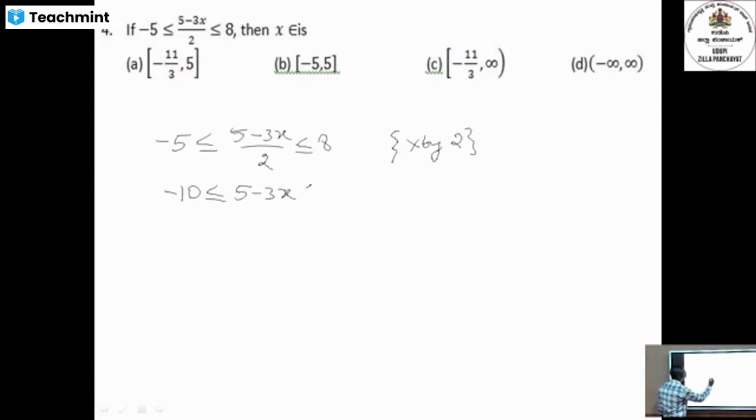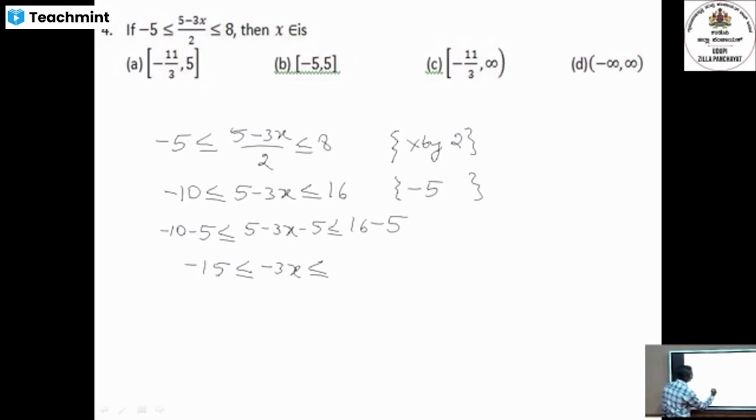Now let's go for the next question: -5 less than or equal to (5 minus 3x) divided by 2 less than or equal to 8. Multiply by 2. It is now -10 less than or equal to 5 minus 3x less than or equal to 16. Now subtract 5: -10 minus 5 less than or equal to 5 minus 3x minus 5 less than or equal to 16 minus 5. This is -15 less than or equal to -3x less than or equal to 11.